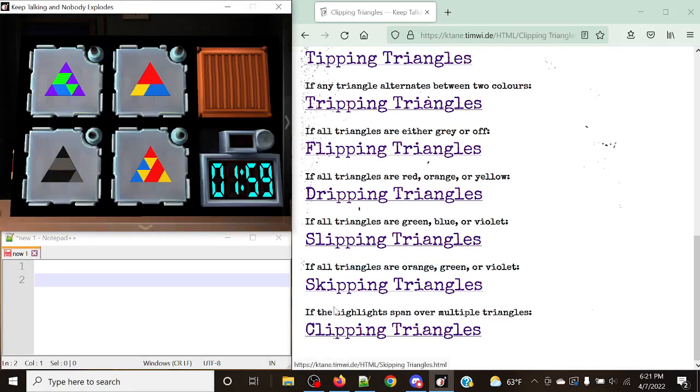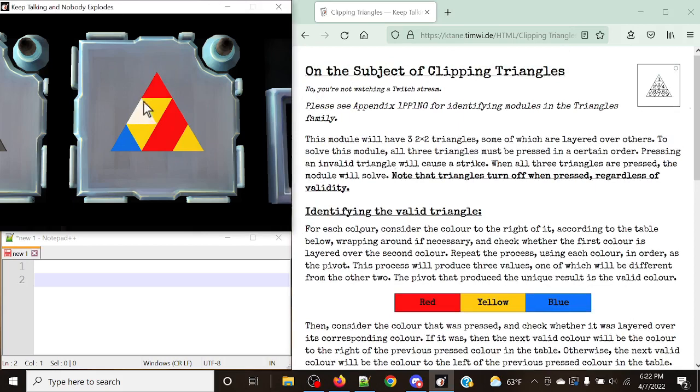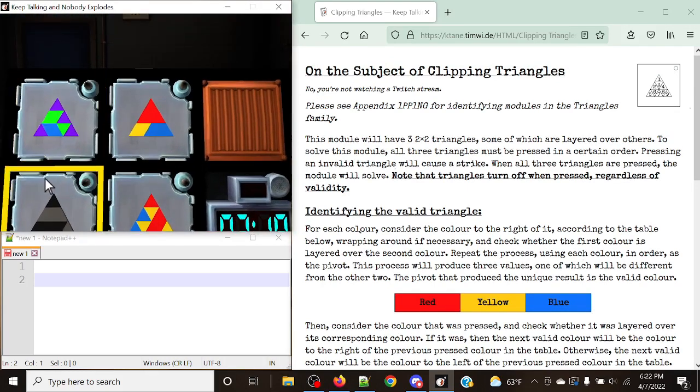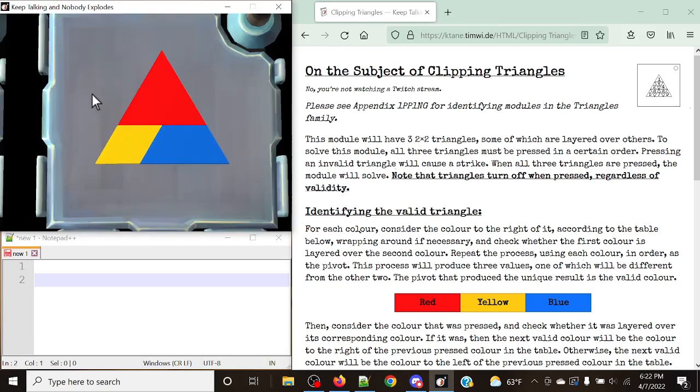And finally, for clipping, if the highlight spans over multiple triangles, we're going to be doing clipping triangles. So what exactly does that mean? If we look at this module here, we can see that we can highlight each of these individual triangles. There are 9 on the module total, with rows of 1, 3, and 5 of them respectively. In this case, if we take a look at this clipping triangle right here, we are able to highlight over more than one triangle space. This is highlighting over 4 of them for the red, 2 for the yellow, and 3 for the blue. So this is going to be clipping triangles.